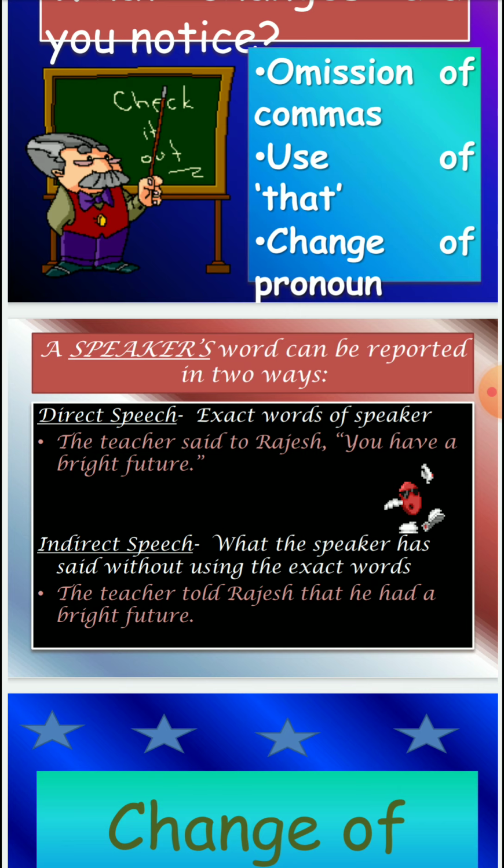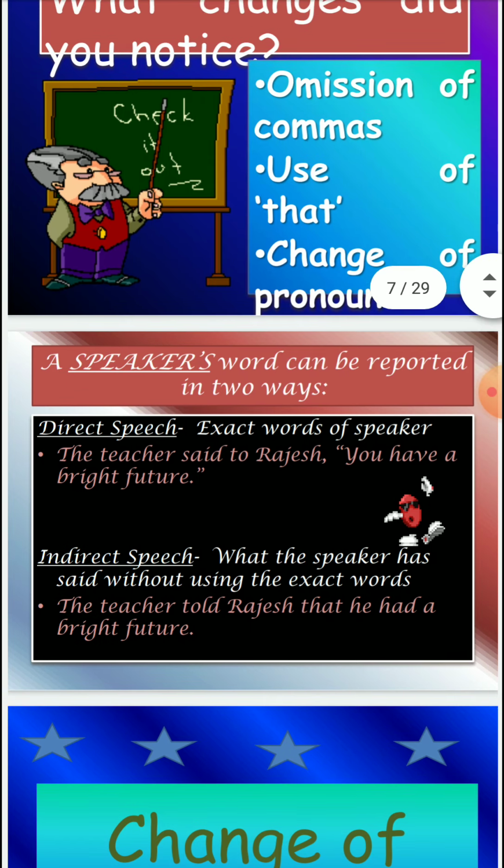Now, why "told" here? Because in the previous sentence there was "said to." Always keep this in mind: if it is not a question or an imperative sentence, and it is a normal sentence ending with a full stop, then "said to" will change to "told." That is why "the teacher said to Rajesh, you have a bright future" becomes "the teacher told Rajesh that he had a bright future."